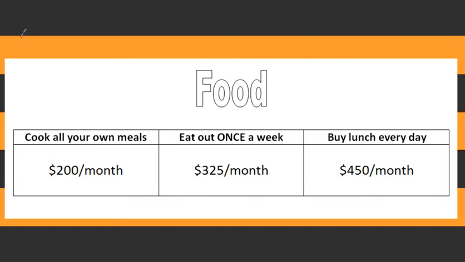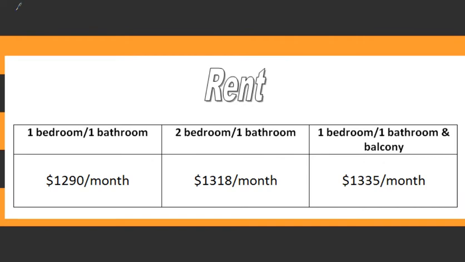The next one is rent, and rent is that first space up on the top. Do you want to get a 1-bedroom, 1-bathroom, 2-bedroom, 1-bathroom, or a 1-bedroom with 1 bathroom and a balcony? Now, you're not going to have any roommates. This is you living on your own. So what do you want your rent to be? You can choose any of those.